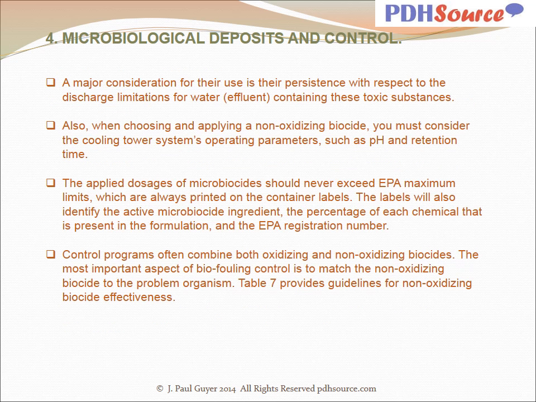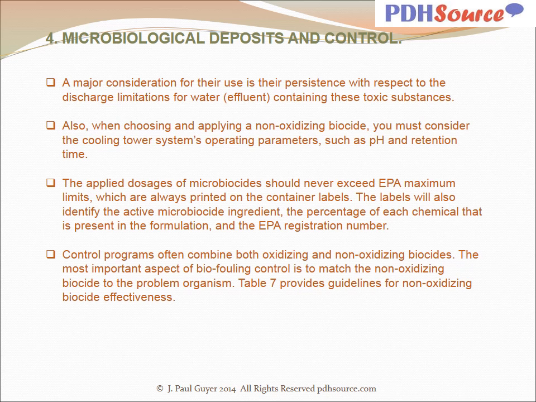A major consideration for their use is their persistence with respect to the discharge limitations for water, the effluent, containing these toxic substances. Also, when choosing and applying a non-oxidizing biocide, you must consider the cooling tower system's operating parameters such as pH and retention time. The applied dosages of microbiocides should never exceed EPA maximum limits, which are always printed on the container labels. The labels will also identify the active microbiocide ingredient, the percentage of each chemical that is present in the formulation, and the EPA registration number.